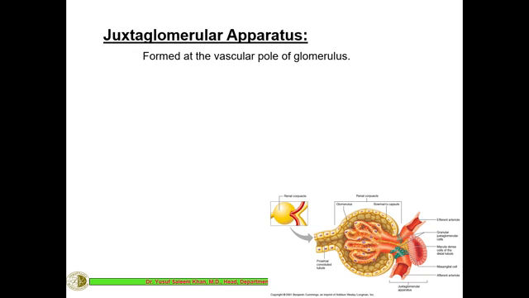We have seen the glomerulus at the vascular pole, where there are two parts, the afferent as well as the efferent arterioles. Afferent are those which are supplying the glomerulus. This is the glomerulus, and the afferent arterioles will be supplying the blood to the glomerulus, and the efferent will be draining the blood from here.